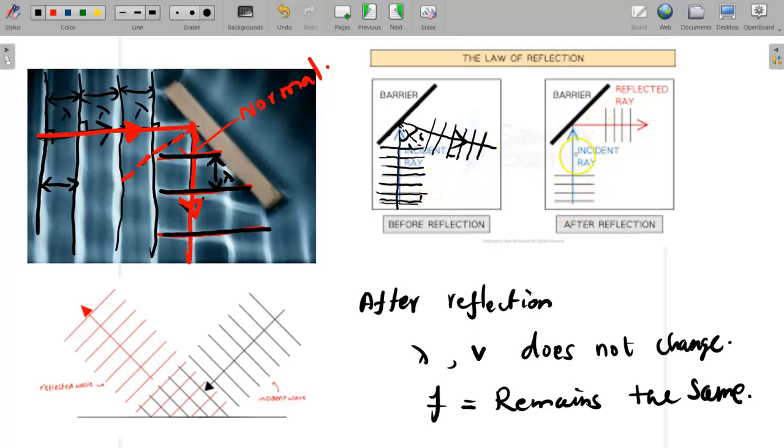You can see here, this is before reflection, after reflection. After reflection I drew here, and you can refer to this picture. Okay, this is a reflection from the ripple tank.